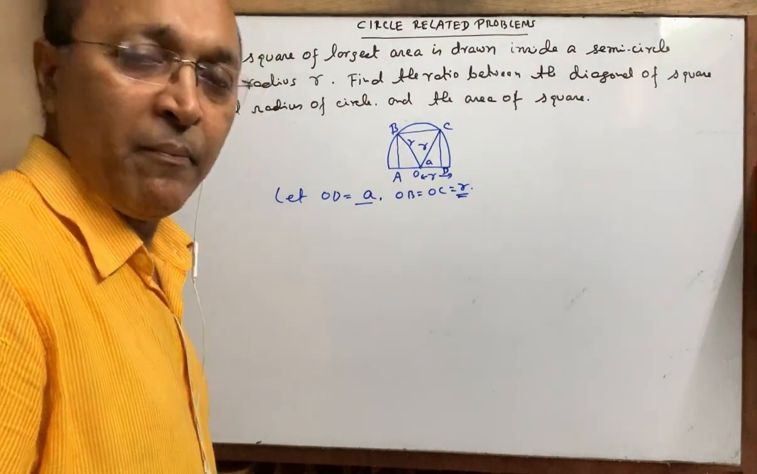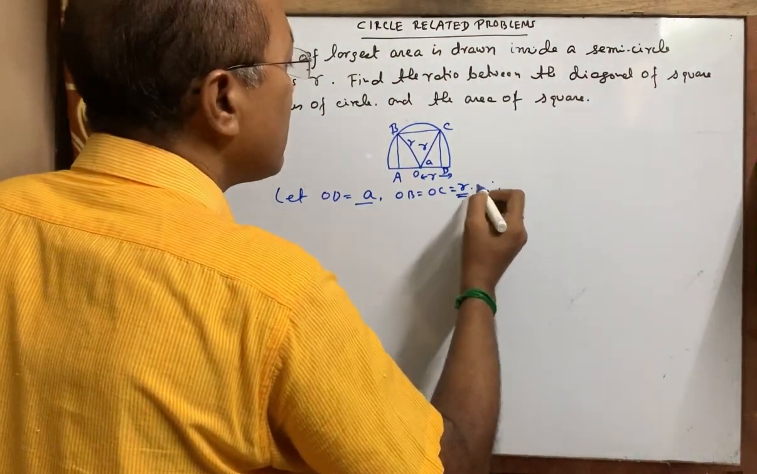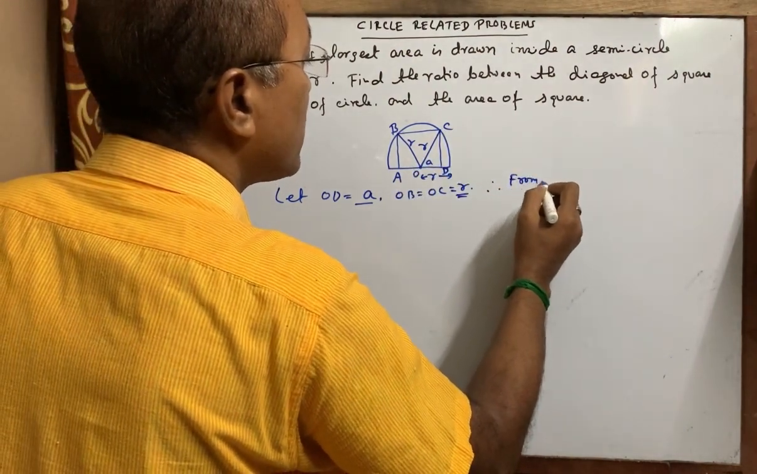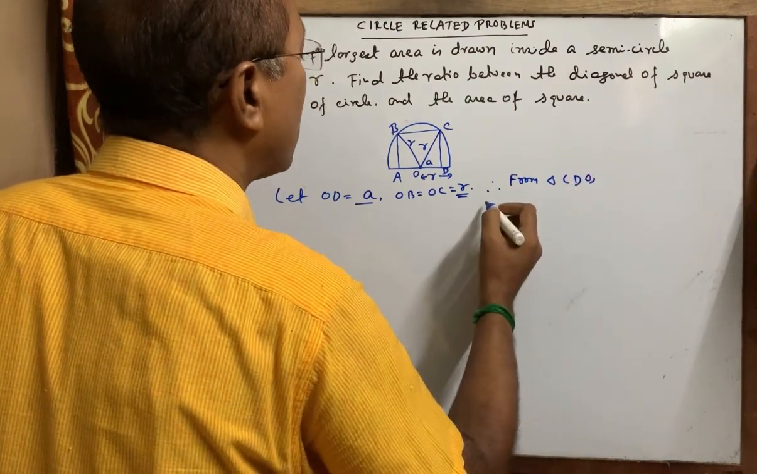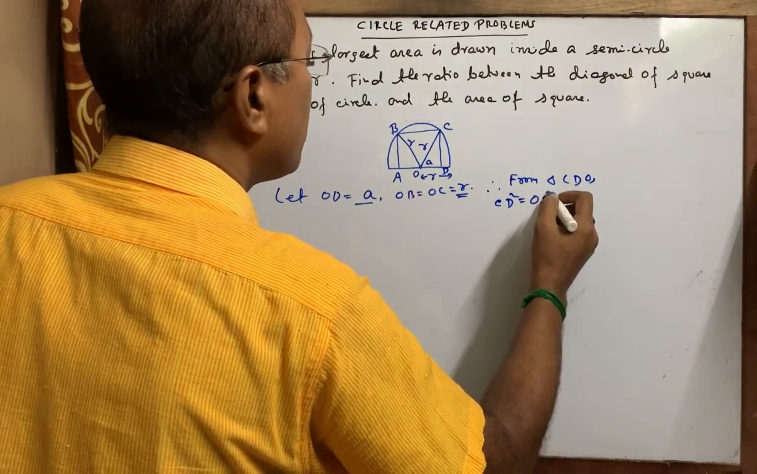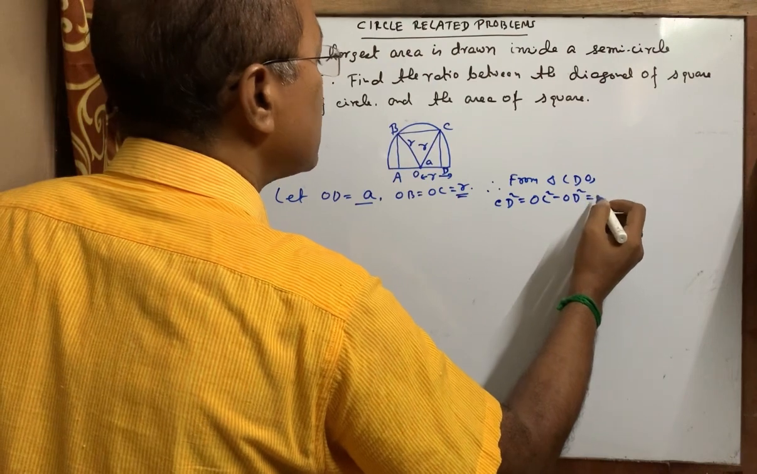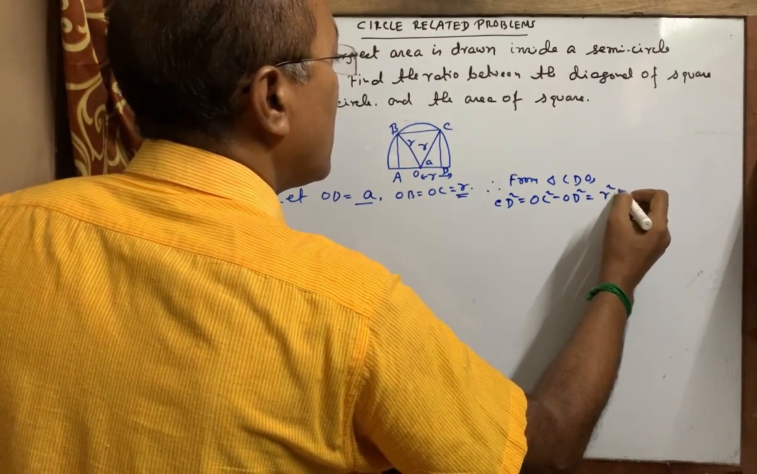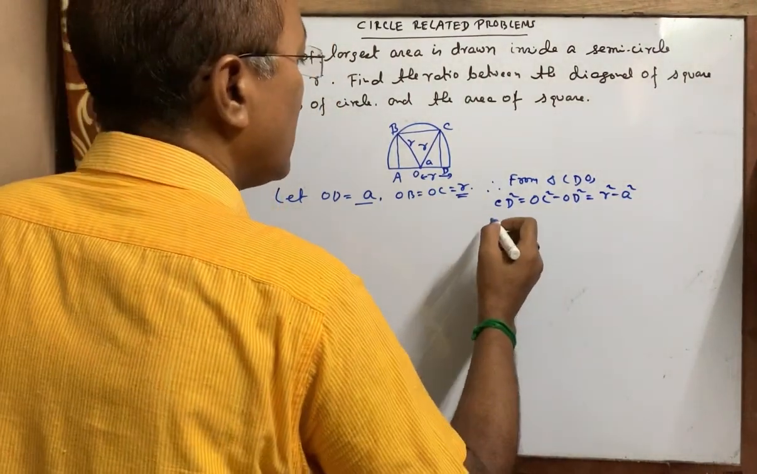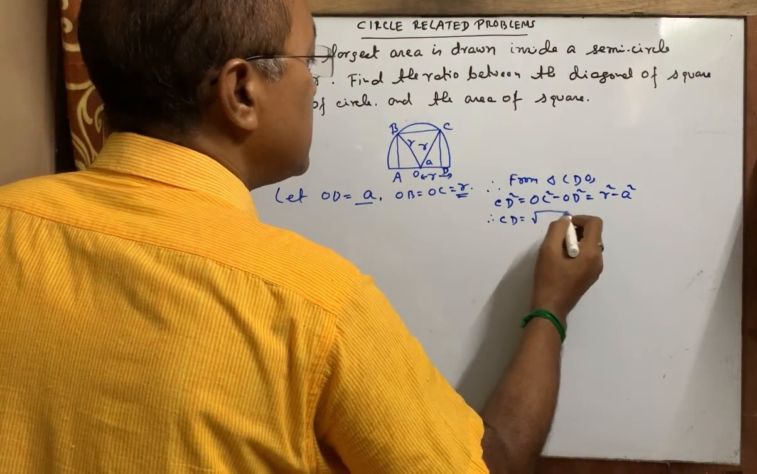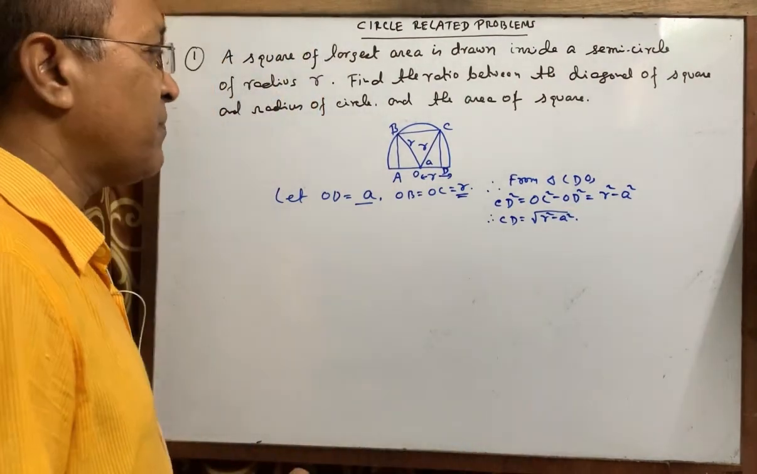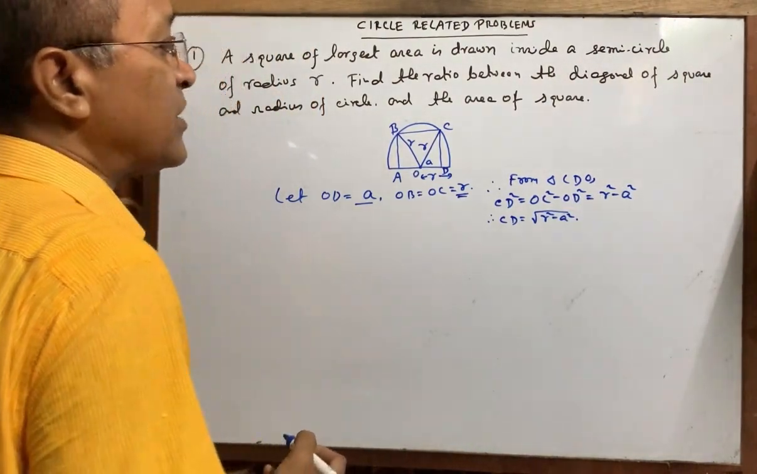Using Pythagoras theorem, from triangle CDO we can write CD square is equal to OC square minus OD square, that is R square minus a square. Therefore, CD is equal to root over R square minus a square, right.